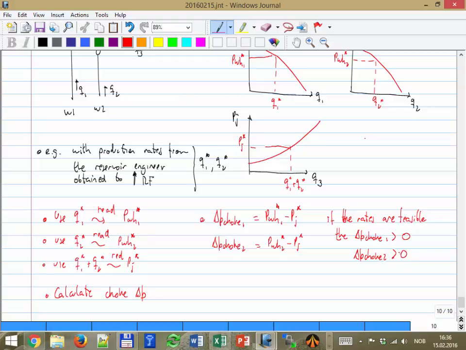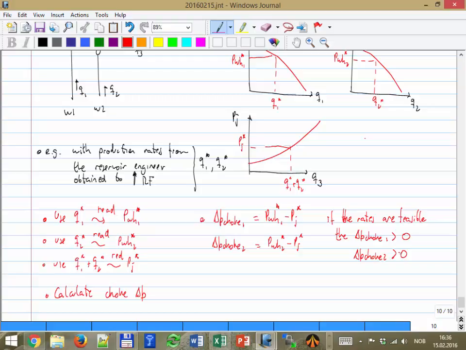If one of them gives you a negative value... that's typical at early times, the reservoir has enough energy, no problem producing the rates. At a later stage, the pressure declines, the IPR declines, and at some point you will see that the choke is already fully open. Then what do you have to tell the reservoir engineer? No, you cannot produce this rate. So either you calculate the rate that you can produce by using the method before, or you tell the guy, please give me another rate, this rate is not going to work. Okay?